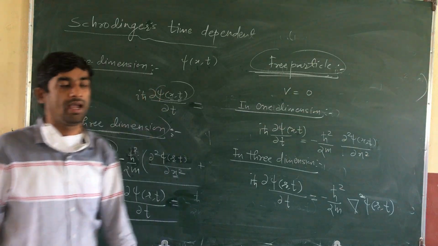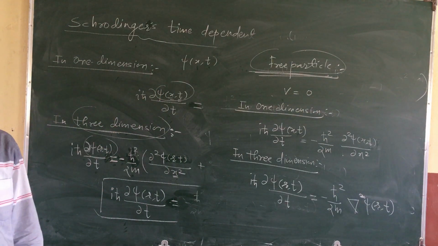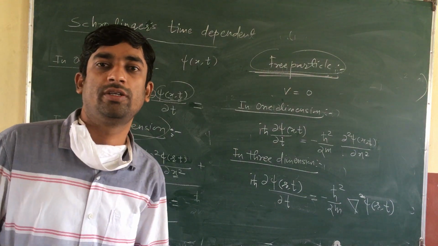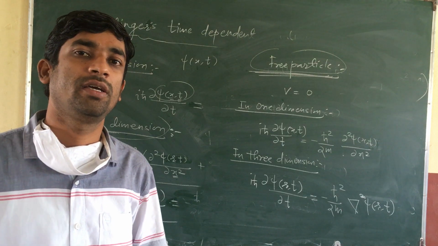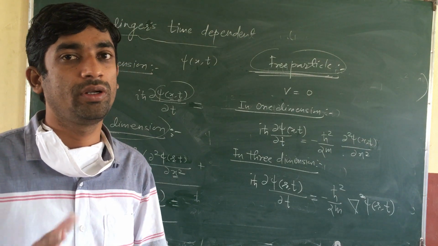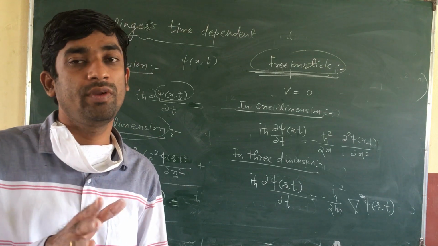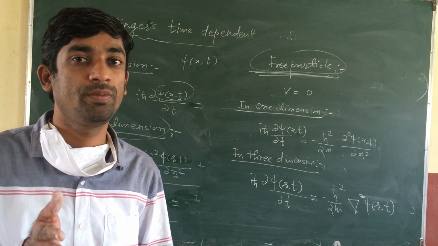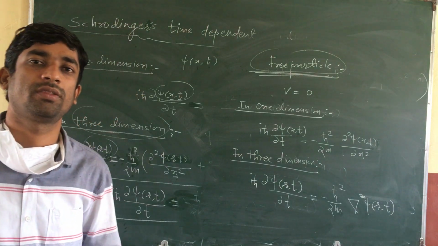So this is your Schrödinger's time dependent equation for a free particle. For a general particle having kinetic energy and potential energy, I have explained it previously. So this is about Schrödinger's time dependent equation. In the next lecture we are going to learn Schrödinger's time independent equation, where the function is independent of time. Thank you.